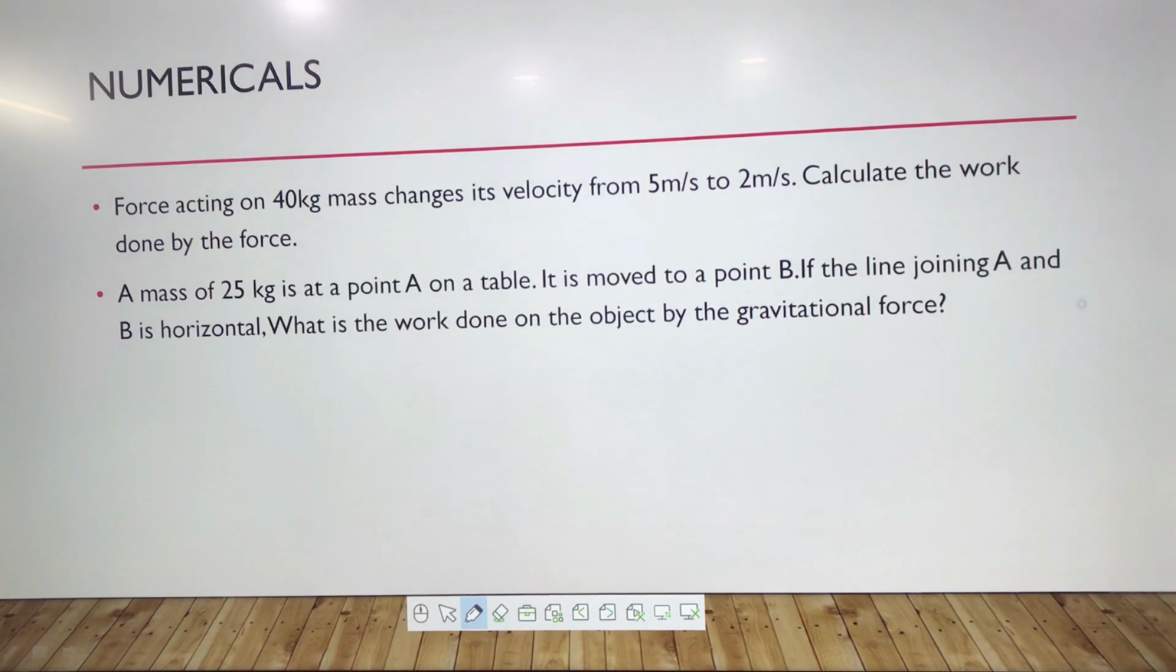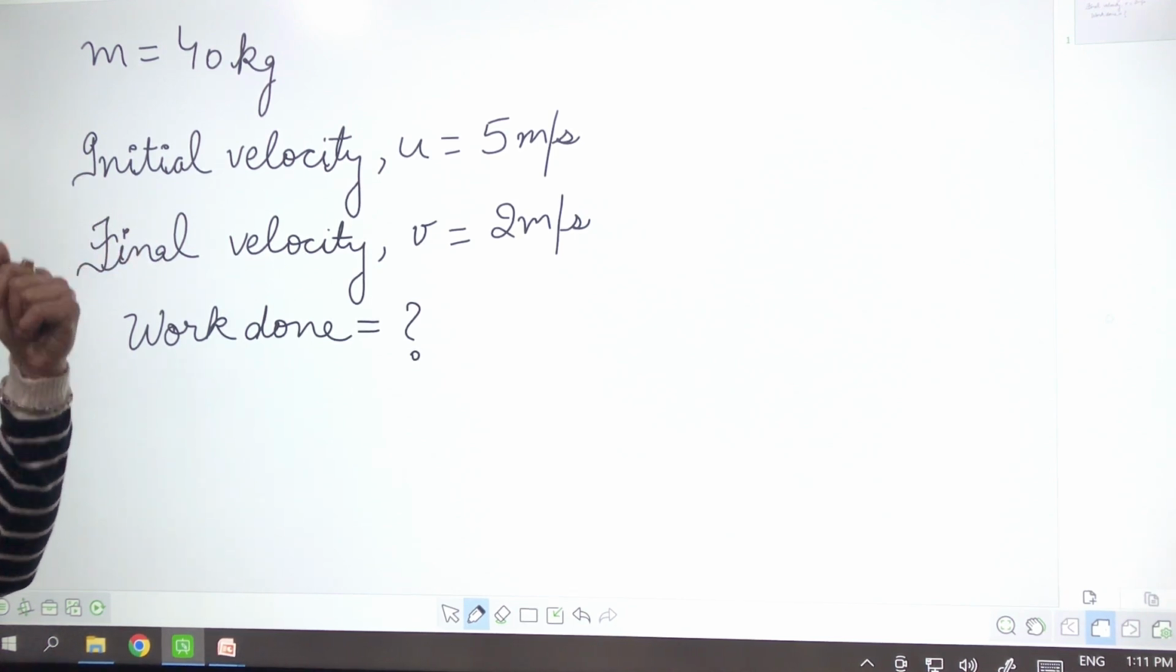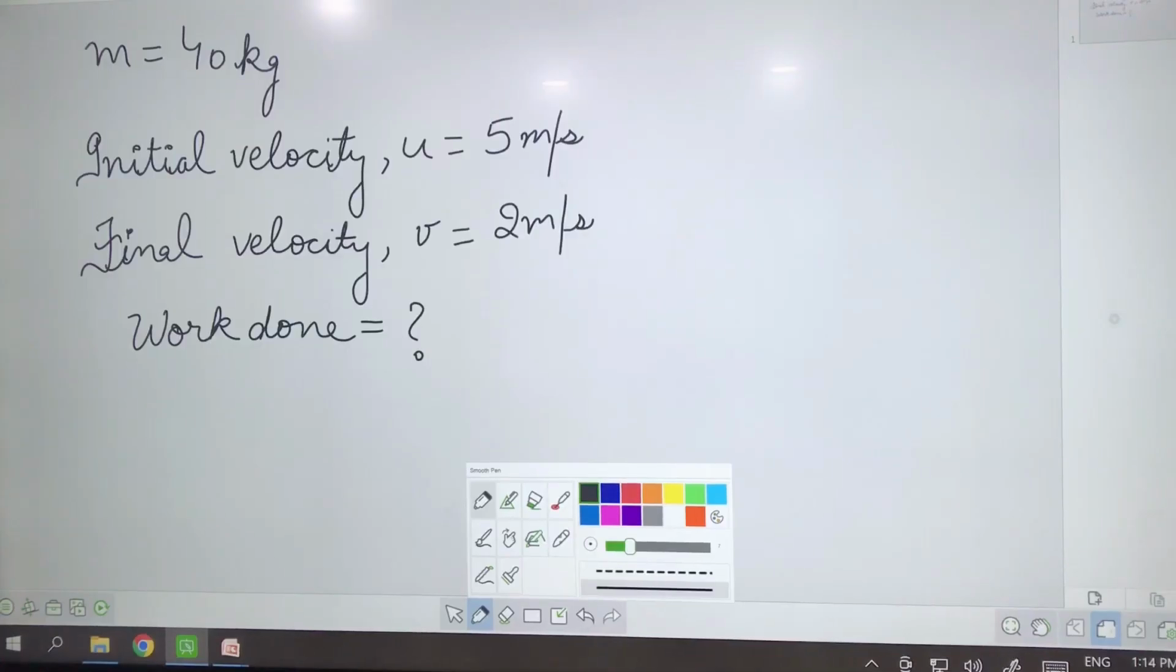So, the first numerical is: a force acting on a 40 kg mass changes its velocity from 5 meter per second to 2 meter per second, and we need to calculate the work done by the force. So in this numerical, what is given to us? We are given the mass, that is 40 kg, to which the force is applied. The initial velocity is given, that is 5 meter per second.